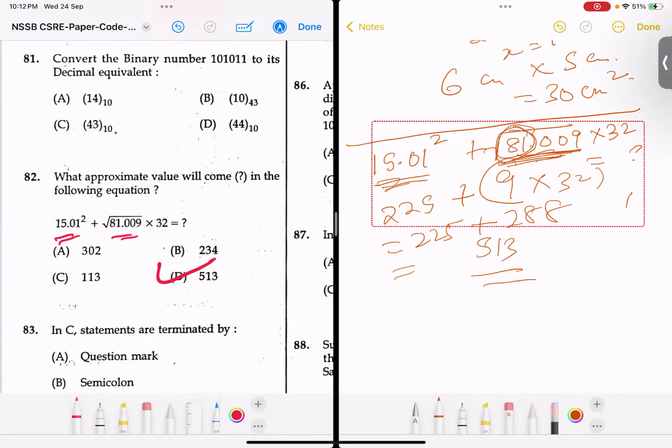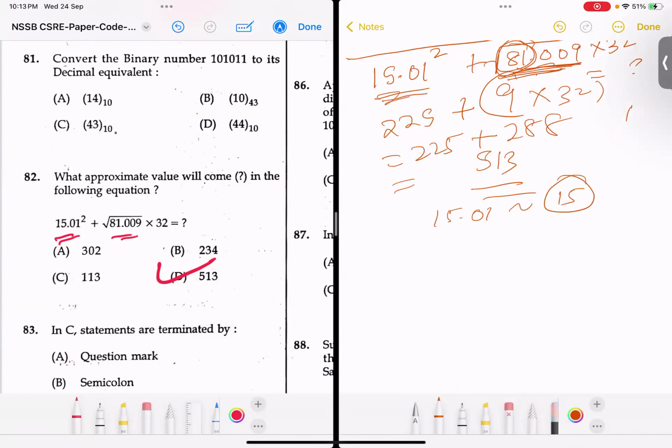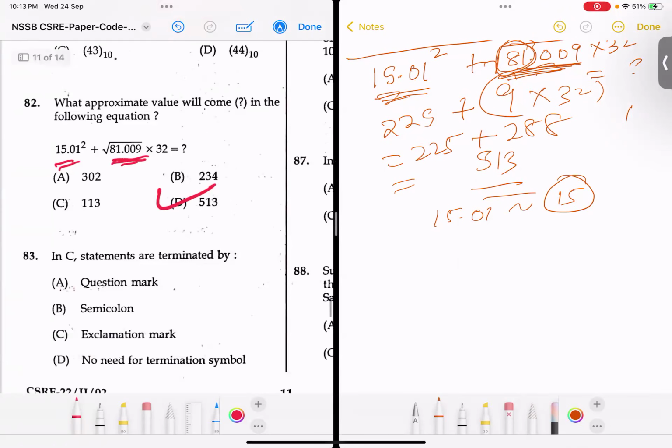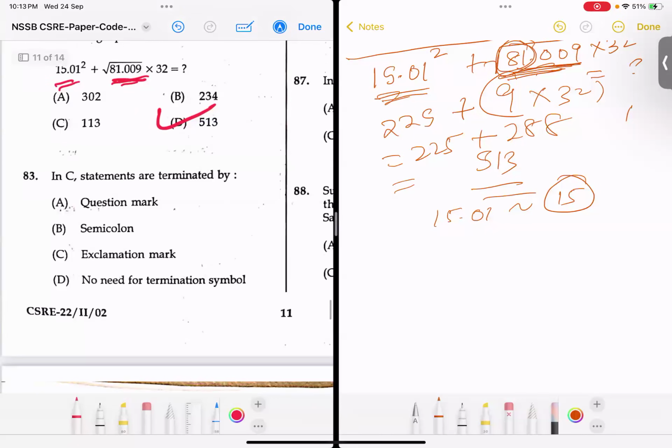See, 15.01 is very close to 15 itself. So we'll just consider 15 only, okay? Because the 0.01 is not going to give much difference to the answer, right? Similarly, we'll do it for 81.009. Question number 83. In C, statements are terminated by.